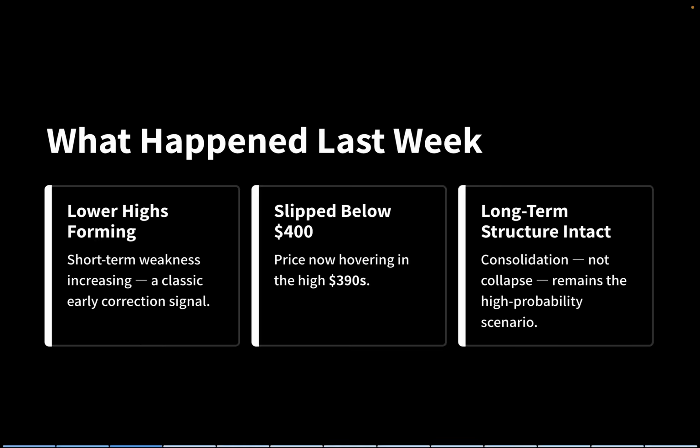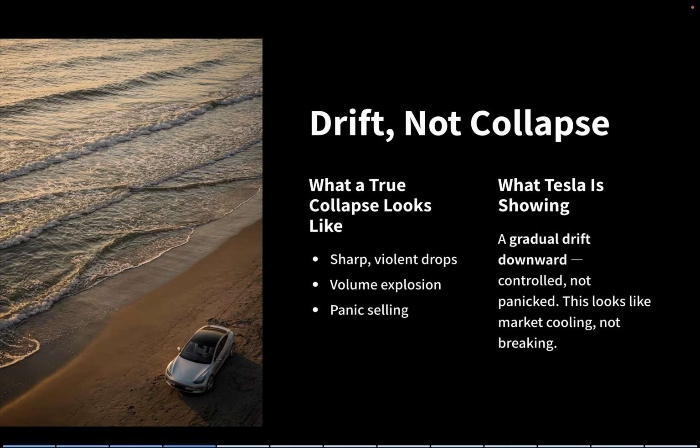Now let's look at what actually happened. Tesla eventually slipped below $400, and the price is now hovering in the high $390 range. But the important detail here is how the decline occurred. When a stock truly collapses, the pattern is usually very obvious. You often see extremely sharp drops, volume explodes, and panic selling begins. But if you look at Tesla's recent movement, that's not what we're seeing.